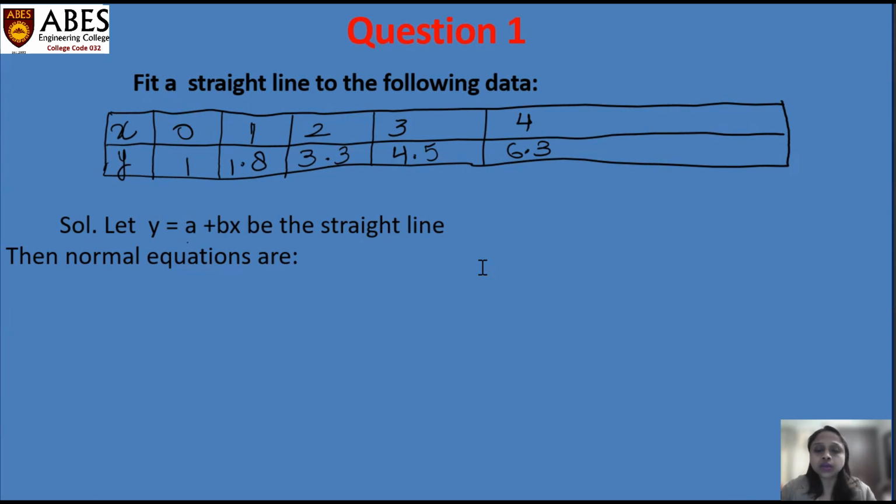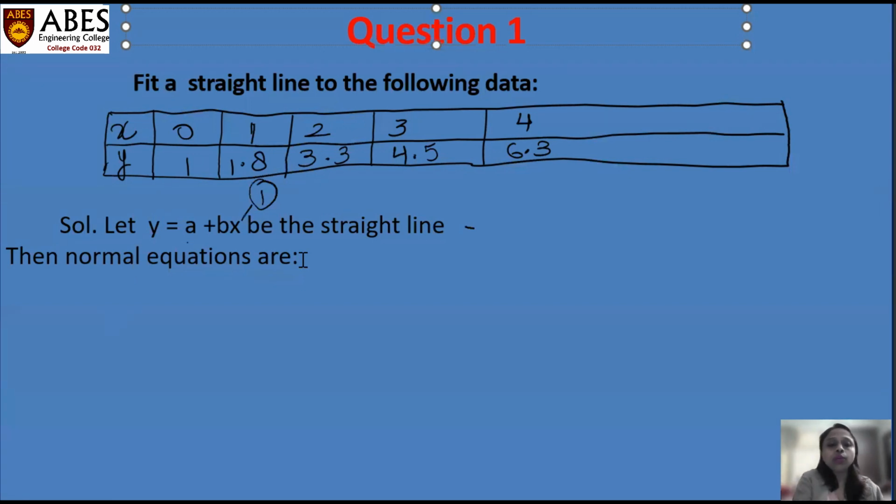So let us consider the equation of a straight line which we have assumed to be y equal to a plus bx. That means I need to find the values of the constants a and b so that I can find the best approximation to this curve for the following data. As we have discussed in the previous slide, we will not repeat that procedure again. You can remember the normal equations for your further assistance.